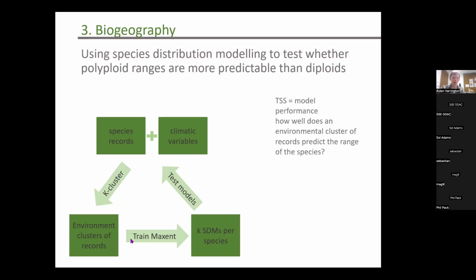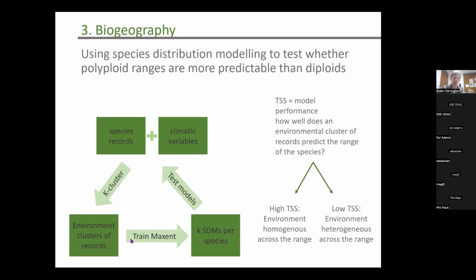And then we evaluated those models with TSS, which is this model performance metric, essentially asking how well does an environmental cluster of records predict the entire range of the species. So high TSS would give us an indication that the environment is homogeneous across the range. Low TSS would give us evidence that the environment is more heterogeneous across the range of that species.